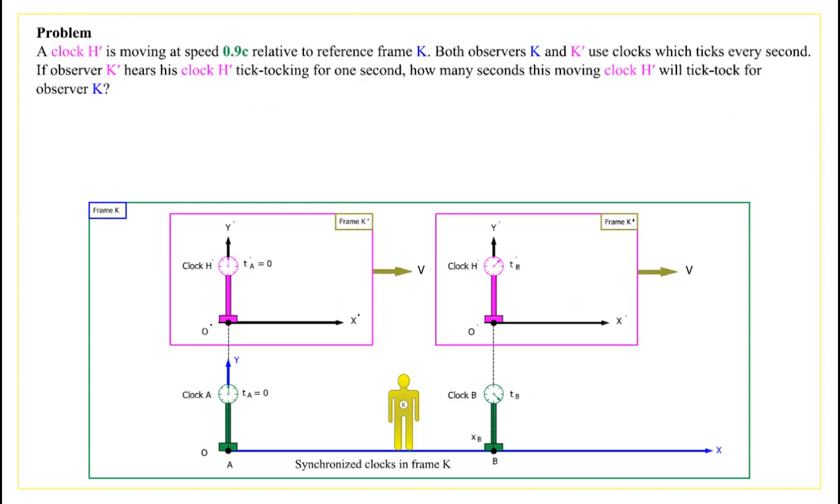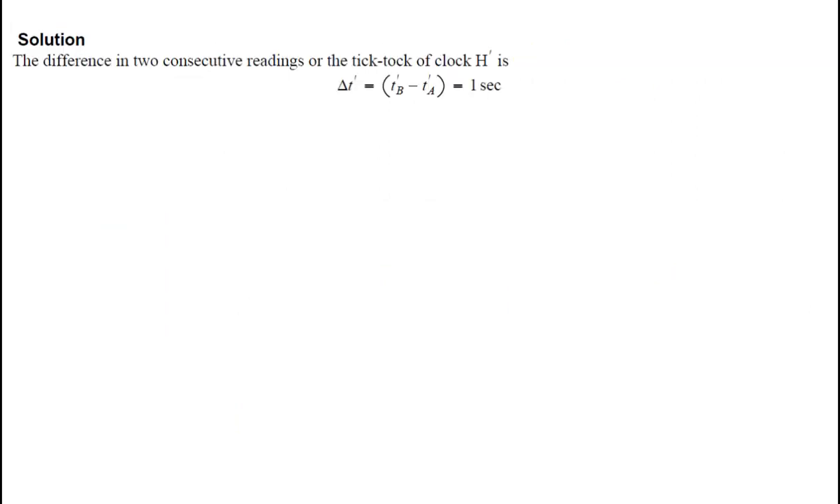Problem. A clock h prime is moving at speed 0.9 times c relative to reference frame k, where c is the speed of light. Both observers k and k prime use clocks which tick every second. If observer k prime hears his clock h prime tick-tocking for 1 second, how many seconds will this moving clock h prime tick-tock for observer k? Solution: the difference in two consecutive readings, or the tick-tock of clock h prime, is delta t prime equals 1 second.